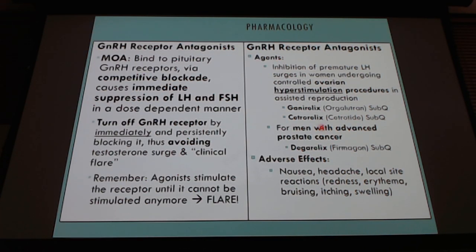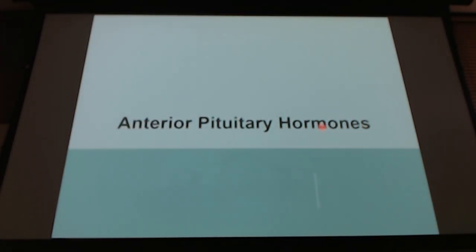Adverse effects, big things that you're going to hear is that injection site reaction, so the redness, the pain, increased risk of infection, bruising. People don't love them. They don't feel great. All right? We will finish this tomorrow.